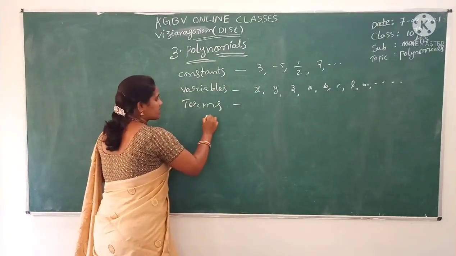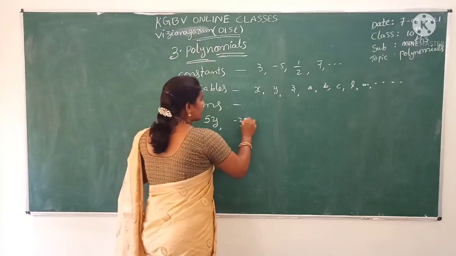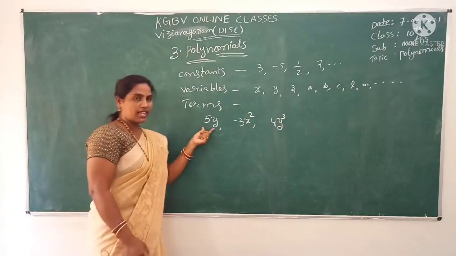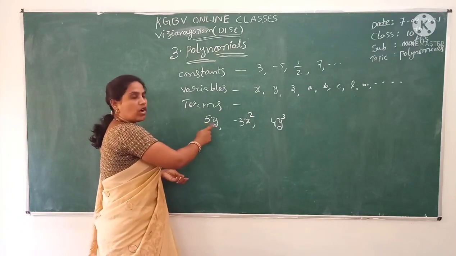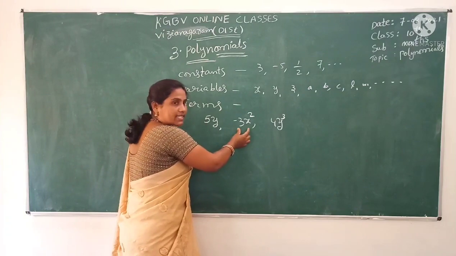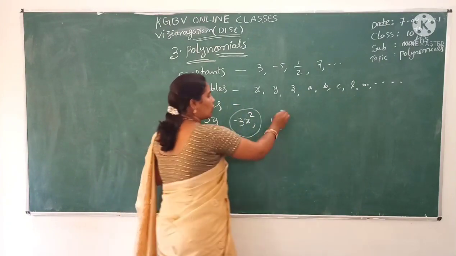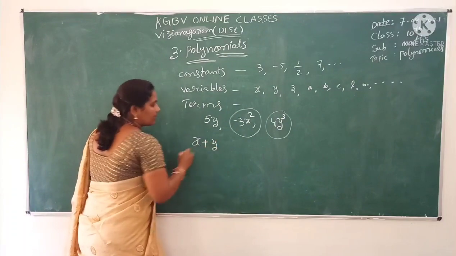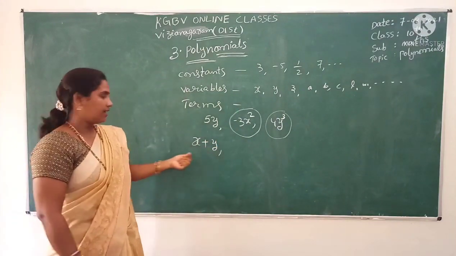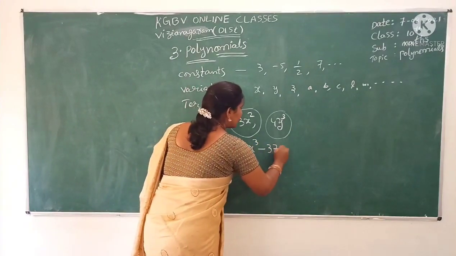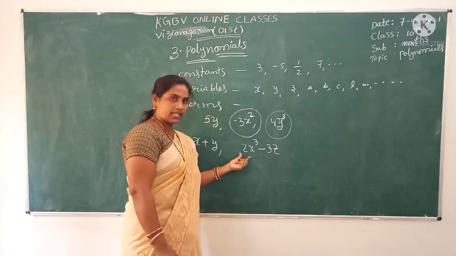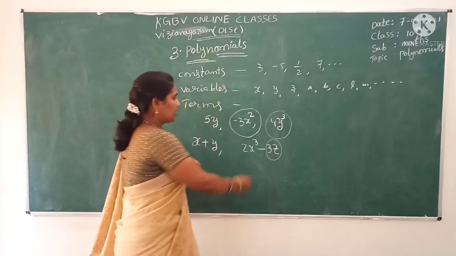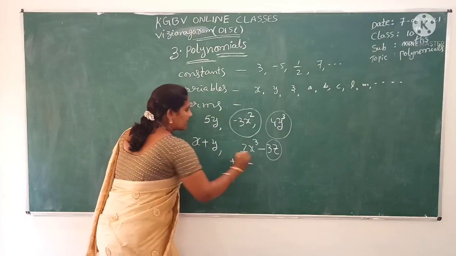Product of constants and variables. -3x square, 4y cube, 5y is a term. Product of variables and constants are called terms. -3x square is one term. 4y cube is also one term. These terms are connected by plus or minus. For example, 2x cube minus 3z. These are two terms. 2x cube is one term, minus 3z is another term. These two terms are connected by plus or minus.